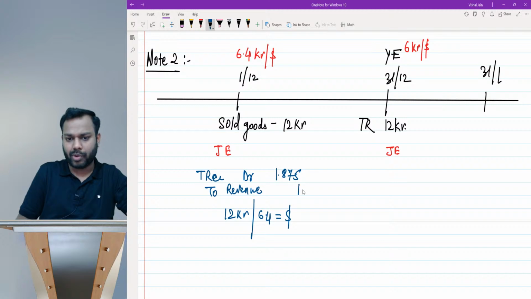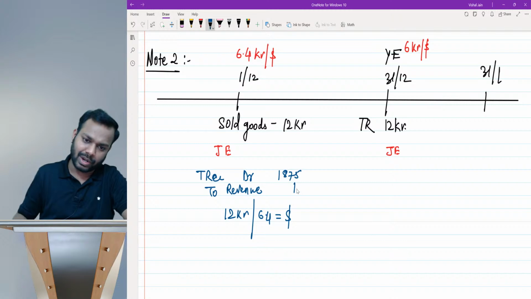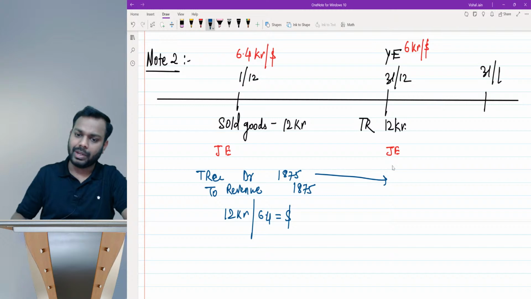$1.875 is $1.875 million, right? So now let's convert it into thousands. So this becomes how much? $1,875,000, right? Now what is the entry here? Now see, the sales revenue is fixed. Now trade receivables has to be restated, right?